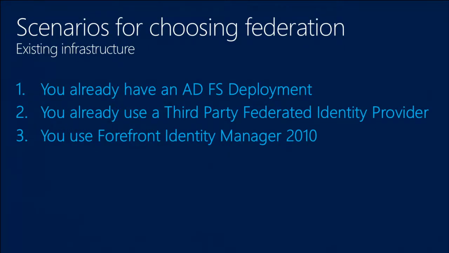So if you have a third-party identity provider, then you're probably going to want to do federated sign-in so that you can get the same password on premises and in the cloud. And they typically have other features that provide value when you do that as well. So password hash sync is not available with these things, so you're probably using Federation. And then number 3, existing infrastructure. If you're using Forefront Identity Manager, we talked about this already, it doesn't support password hash sync.